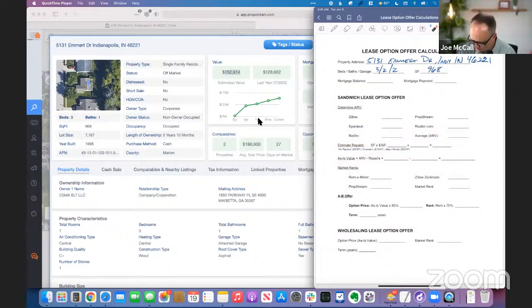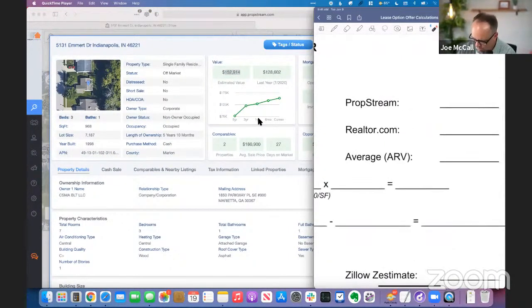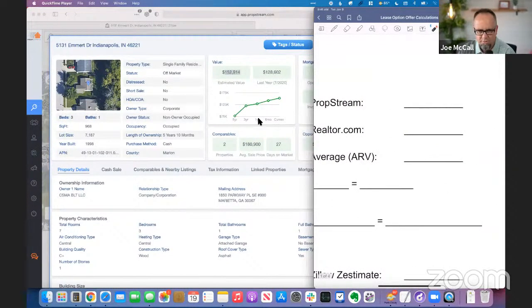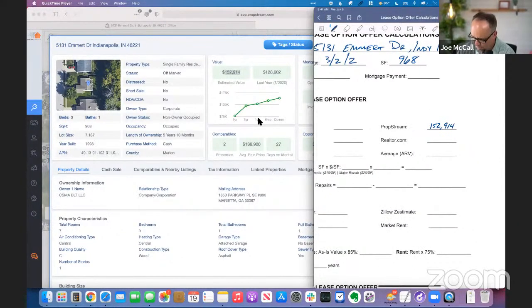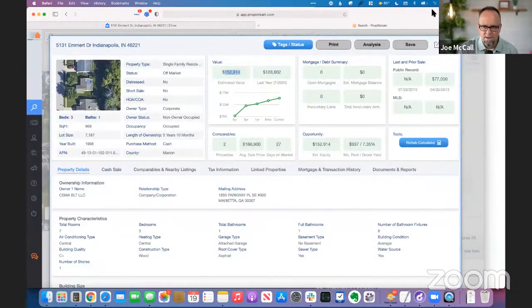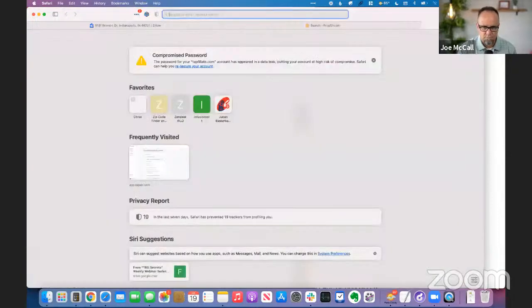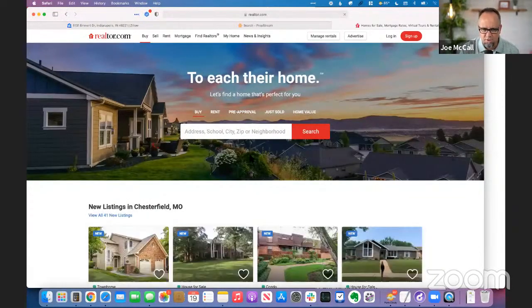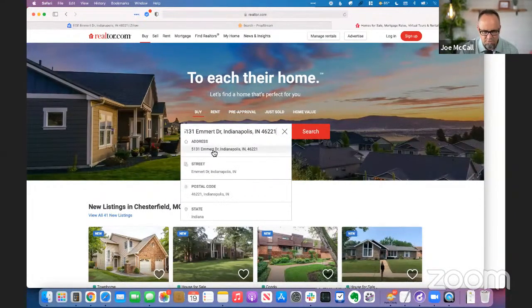So let me show you my screen here. I can't get the Zillow, but I have right here the PropStream. Okay. I'm just going to write down what we just said. 152,914. Okay. Let's look at another website. Let's look at realtor.com. You guys can still see my screen and all of that, right? Let's paste this address in here.